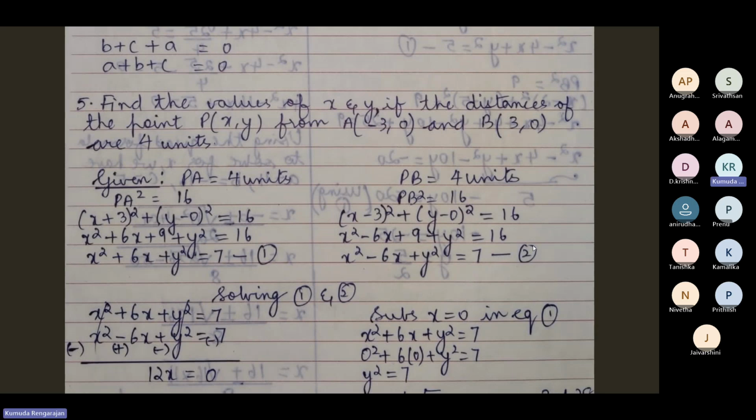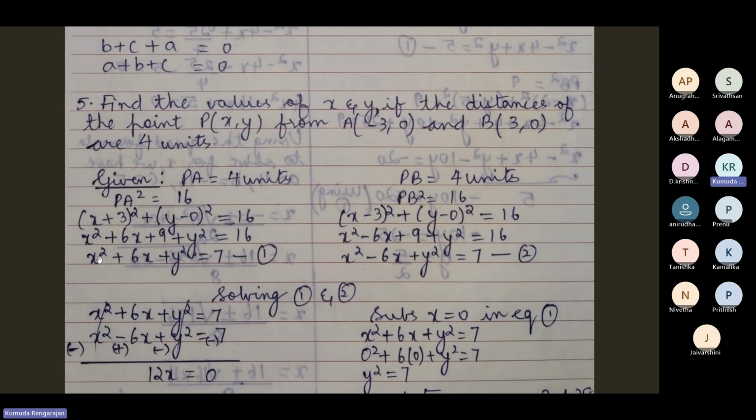So you can see, you have this equation equal to 7. This is also equal to 7. So you can equate both, or you can subtract the two equations. Both are the same. When you work PA square is equal to 16, you get this expression equal to 7. PB square equal to 16, this expression equal to 7. So both the equations are equal to 7, right?